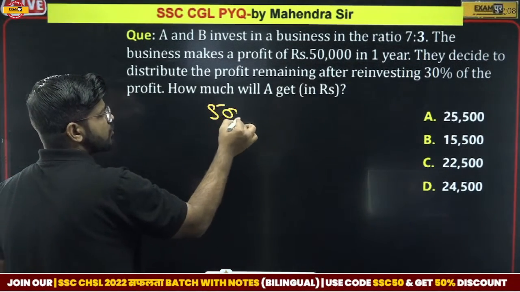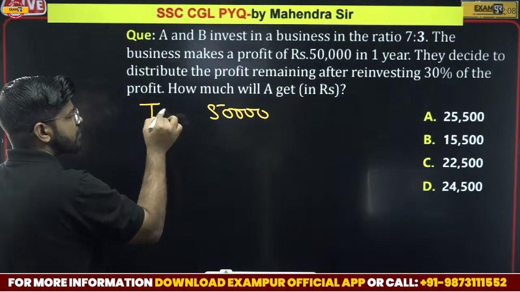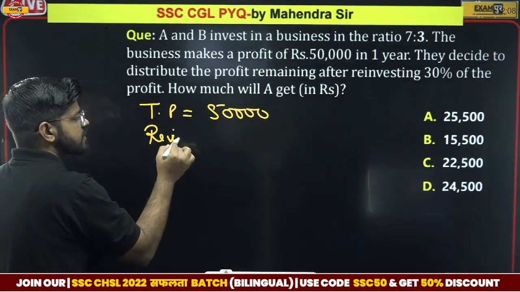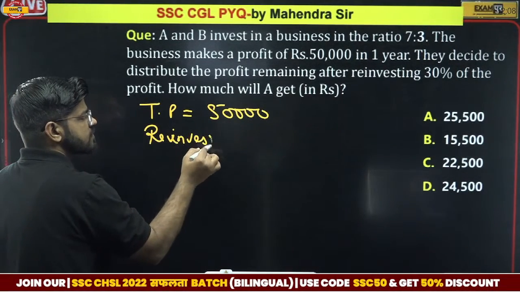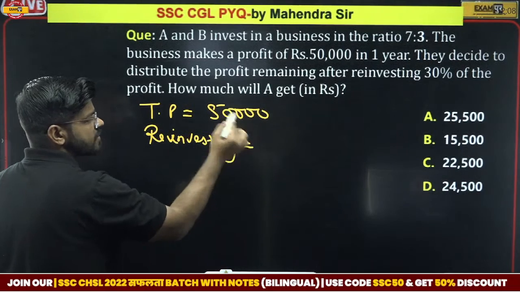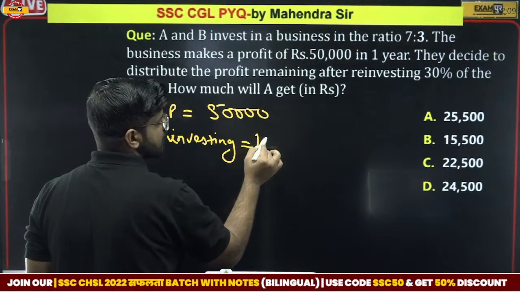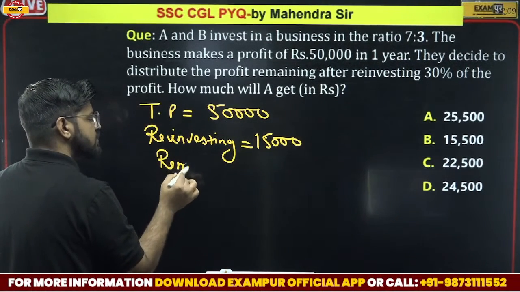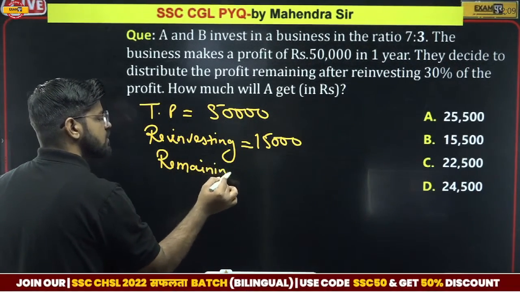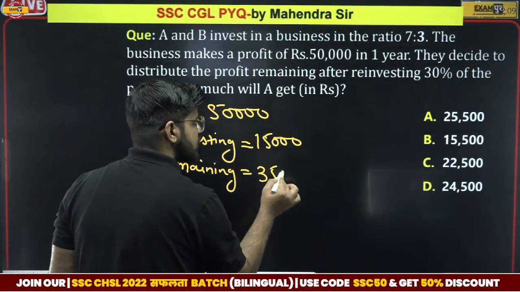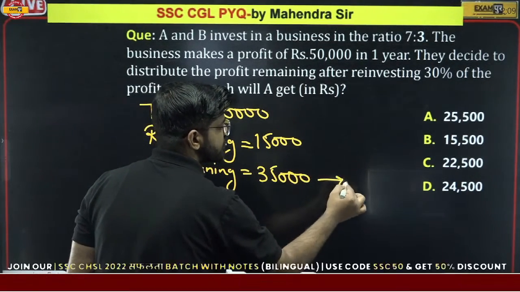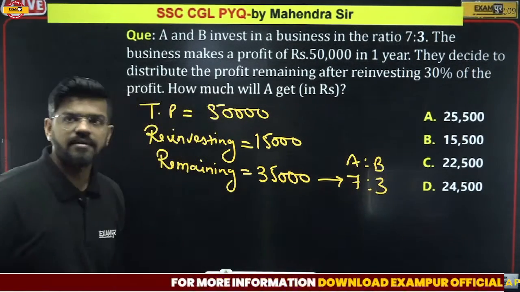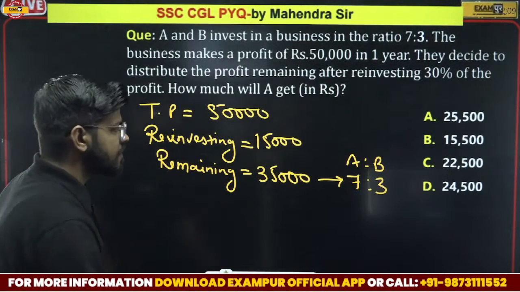Total profit is 50,000. Reinvesting is 30% of this, which is nothing but 15,000. So what is remaining? Remaining is 35,000. And now this 35,000 is distributed in the ratio of 7:3 to A and B. This is what the question is asking.